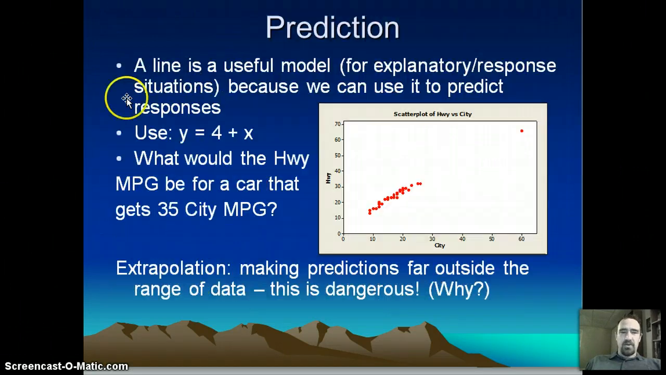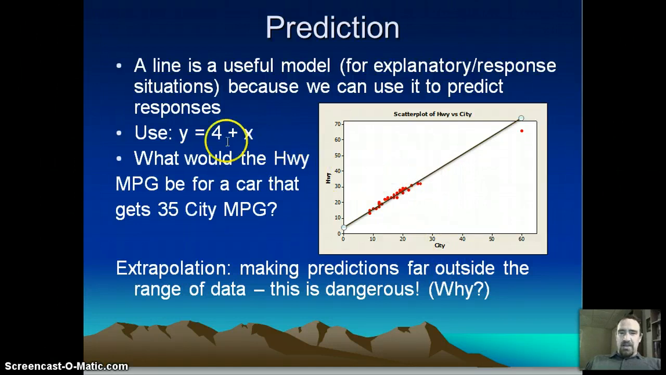What else do we use linear regression equations for? These models help us make predictions. So it's a useful model because we can use it to make predictions. So for example, if we take that same one here, we can predict highway miles per gallon for cars that we don't have in our data set. Like what if we had a car that got 35 city miles per gallon? We could take our model and try and make a prediction about what the highway would be, and we can kind of do that visually if we want.